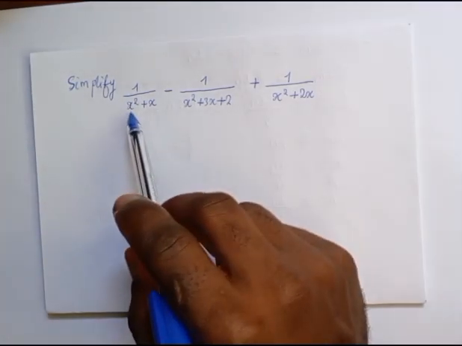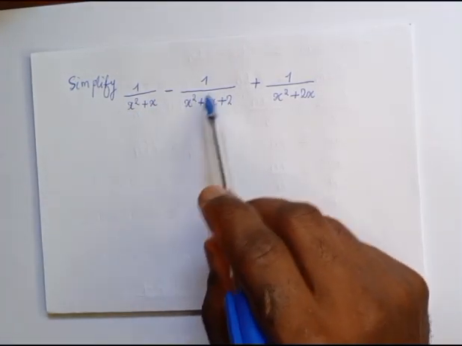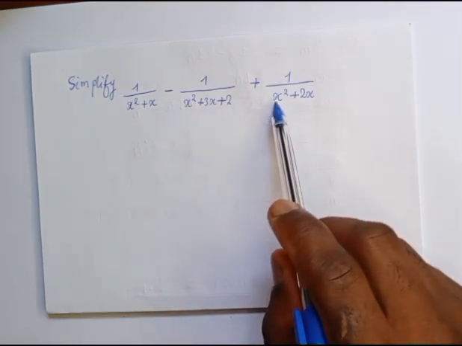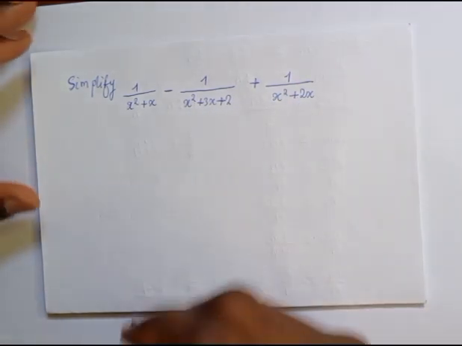Simplify 1 all over x squared plus x, minus 1 all over x squared plus 3x plus 2, plus 1 all over x squared plus 2x.